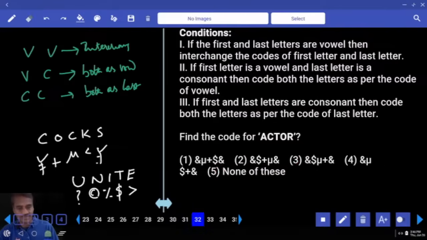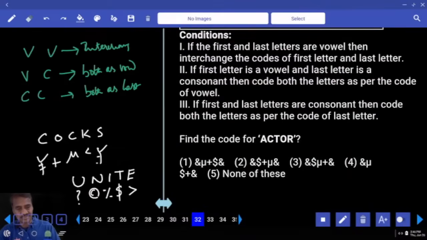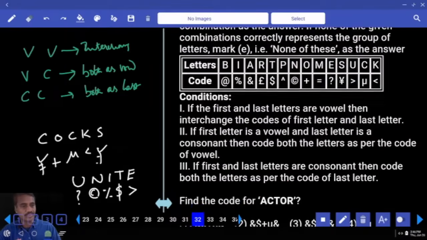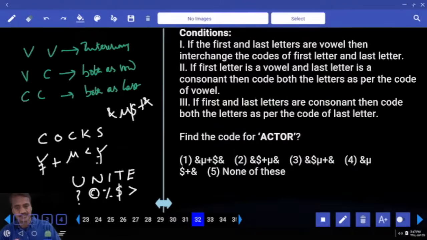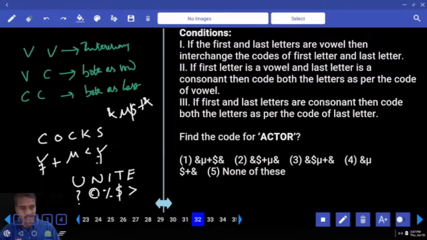Then the next one, 32. In this 32, the code given to the word ACTOR. First is a vowel, last is a consonant, so both as the vowel. What is the code for A? End. First and the last are end. Then C, T and O. What is the order we have for C, T and O? C is mu, T is dollar, and O is plus. Both the first and the last are vowel code, end. Now tell me what is the choice we have? End, mu, dollar, end. That is choice 4.